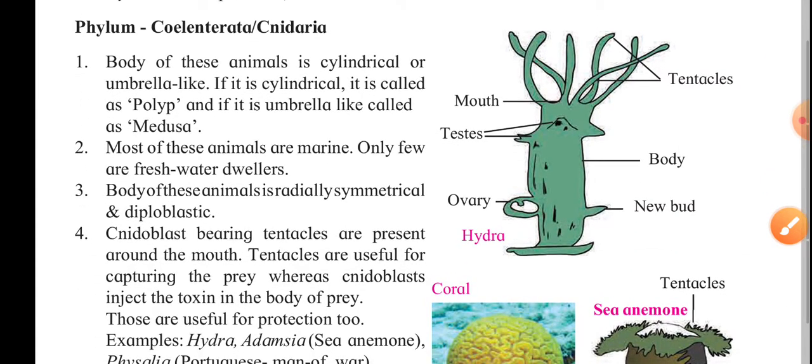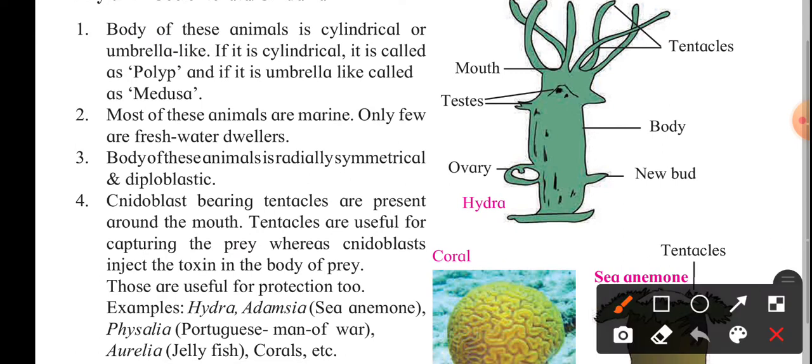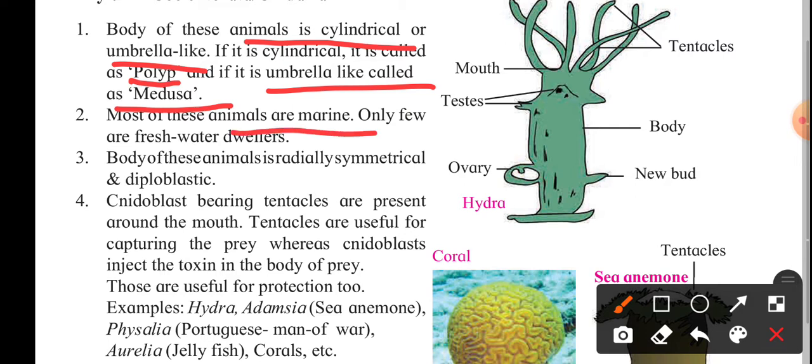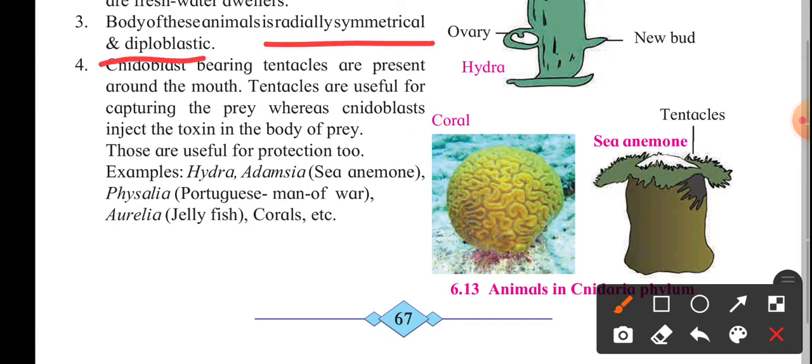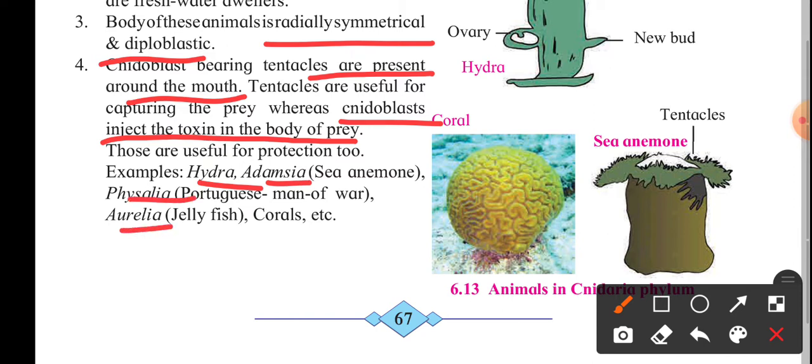The next one is Cnidaria or Coelenterata. In this phylum, the animals are cylindrical or umbrella-like. The cylindrical form is called the polyp, and the umbrella-like form is called the medusa. These are marine animals, and only a few are freshwater. The body of these animals is radially symmetrical and diploblastic. Cnidoblast-bearing tentacles are present around the mouth. Tentacles are useful for capturing the prey, whereas the cnidoblasts inject toxin into the body of the prey. Examples are Hydra, Adamsia, Physalia, and Aurelia. These are the examples of the phylum Coelenterata or Cnidaria.